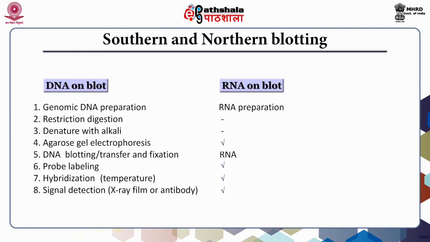From the gel, DNA is blotted or transferred to nitrocellulose membrane and fixation is done in the presence of UV light or heat. Probe labeling is done either using radioactivity or enzymatic labeling. Then hybridization in various buffers, followed by signal detection using X-ray film or antibody, is done.